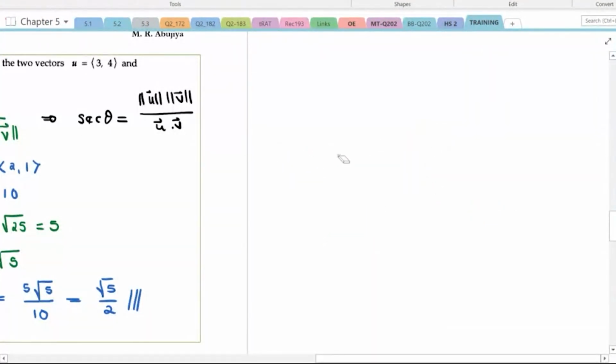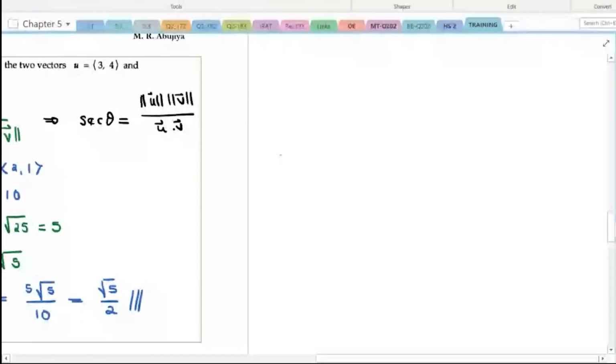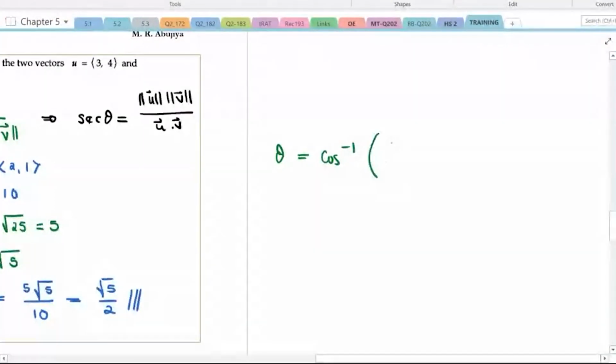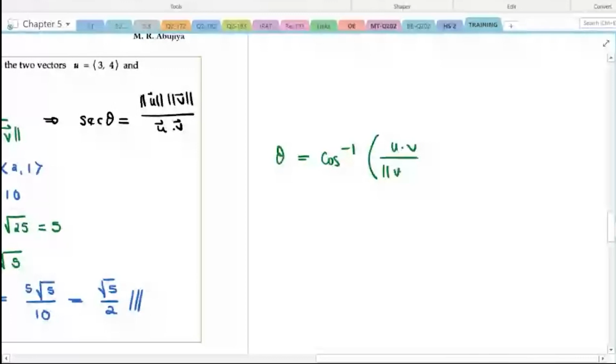Is that clear? Yes, Doctor. So this procedure is not just for the smallest, it works for any theta. Is that right? Yeah, it could be for any angle theta, but we are looking for theta which is the smallest. I explained this to you: for you to find theta, which is the smallest, theta is going to be equal to cosine inverse of u dot v divided by the magnitude of u multiplied by the magnitude of v.